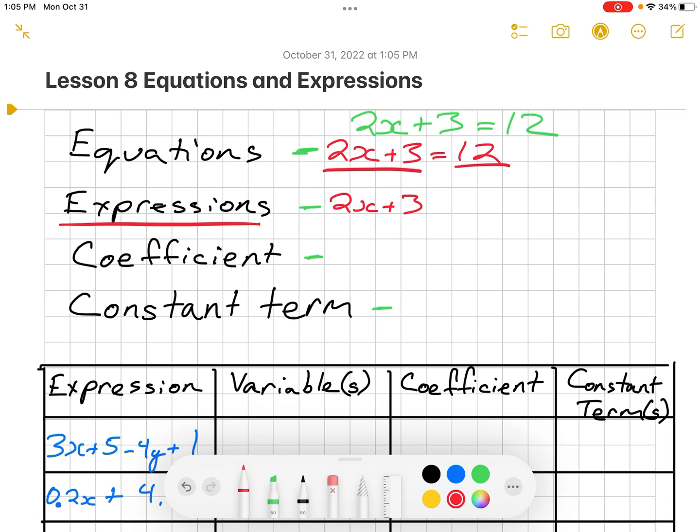And then coefficient is this number right here that is attached to the variable, right? So that's the variable, and the coefficient is attached. So the coefficient is 2. And then the constant term in this equation up here is 3.